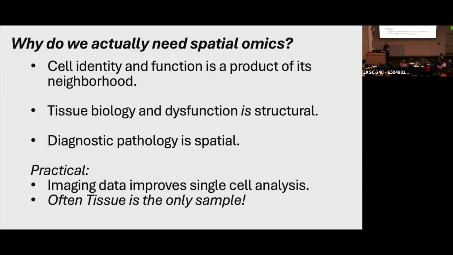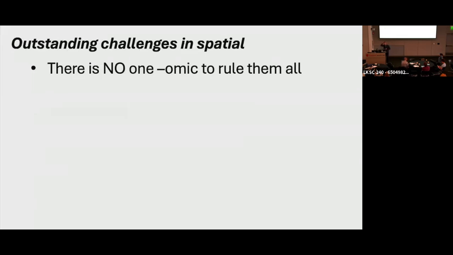And often too, from a practical sense, tissue is sometimes the only sample, right? Like sometimes we just can't get nice single cell or disassociated data sets, right? So sometimes you have to be able to go back to tissue and go back to the archive.